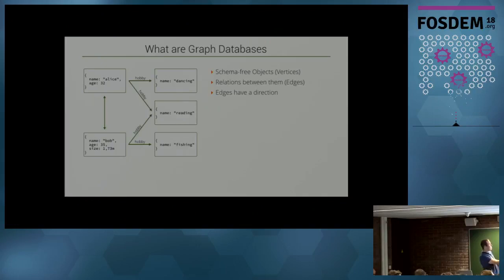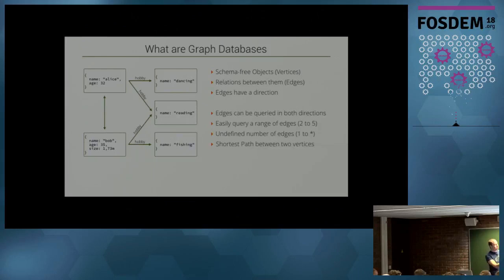So here, one vertex is, for example, Alice, which has a name and an age. And Alex has a hobby, which has the name dancing. And hobby would then be the edge, so connecting the vertices and the edges to one data row, basically. Edges typically have a direction. So Alice is the starting point, and this hobby is the target.